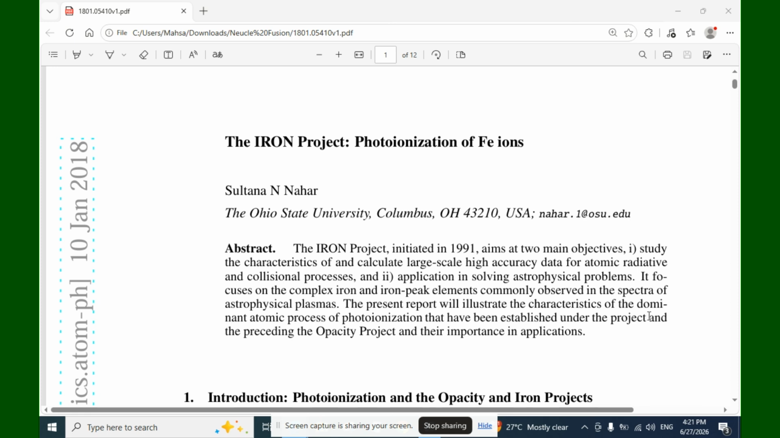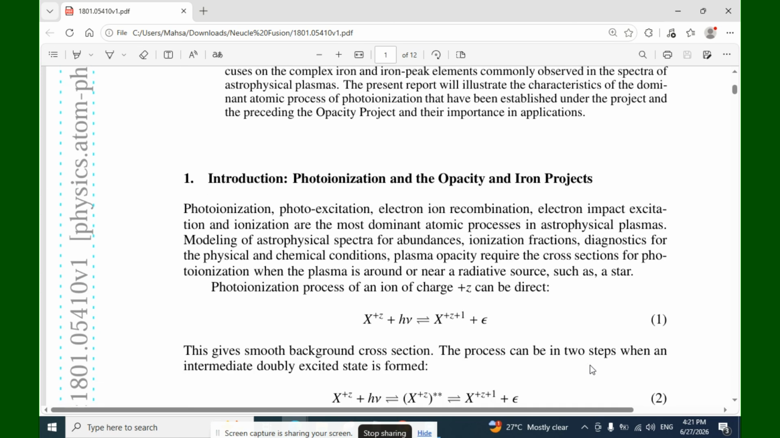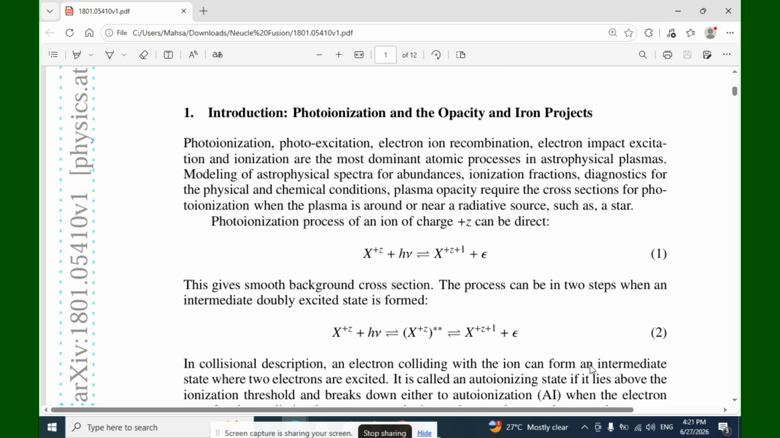The present report will illustrate the characteristics of the dominant atomic process of photoionization that have been established under the project and the preceding Opacity Project, and their importance in applications. First, I want to go through the introduction: photoionization, and the Opacity and Iron Projects.